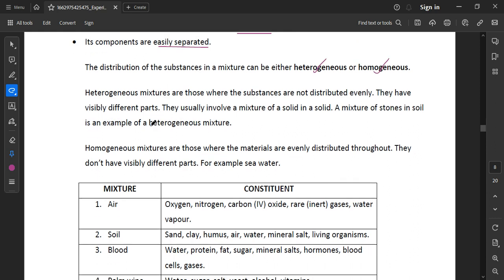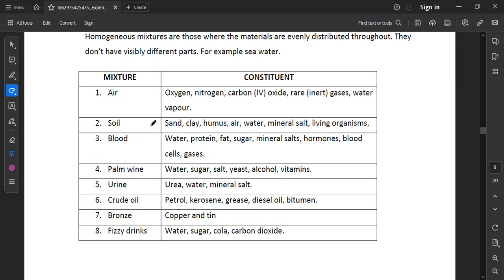Homogeneous mixtures are those where the materials are evenly distributed throughout. They don't have visible different parts. For example, seawater. Examples of some mixtures and their components or constituents are: air is made of oxygen, nitrogen, carbon dioxide, rare inert gases, and water vapor. Soil is made from sand, clay, air, water, mineral salts, and living organisms. Pictures of these are given down below.